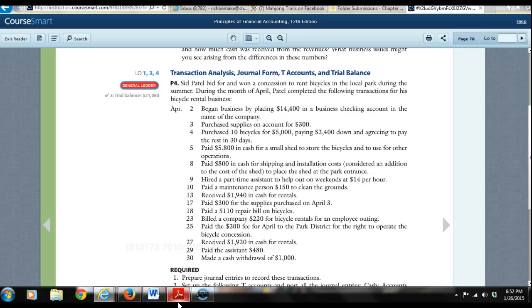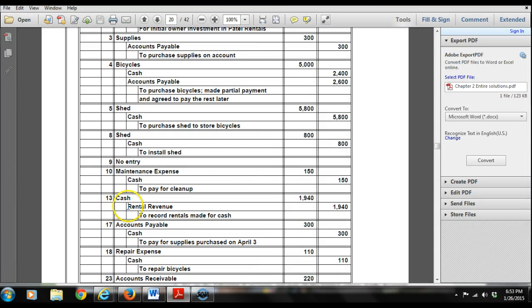The next transaction shows we received $1,940 in cash for rentals. So this is cash is increasing and our income account is increasing. So as you see here, we debit our cash because we're increasing cash, and we will credit our rental revenue for $1,940.